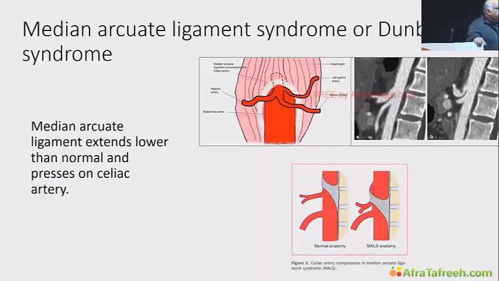Another condition is median arcuate ligament. This is the right crus of diaphragm, this is the left crus of diaphragm, in between there is a median arcuate ligament, they compress the celiac trunk. This is called median arcuate ligament syndrome or Dunbar syndrome. So Dunbar syndrome or median arcuate ligament syndrome is basically compression of celiac trunk. This is just a one-liner question. In median arcuate ligament syndrome, what structure is compressed? Celiac trunk. Normally, as you can see in the third diagram, the median arcuate ligament is much higher than the celiac trunk here. But now it is very close and compressive.